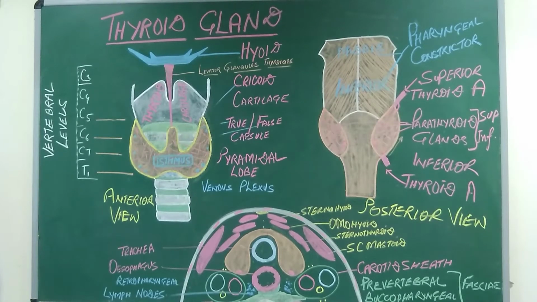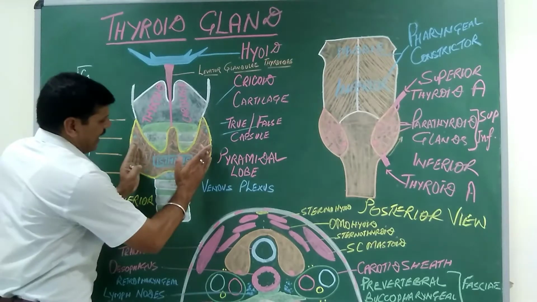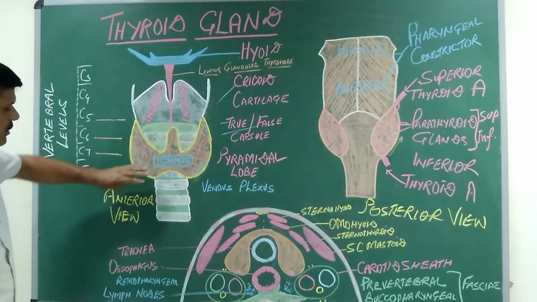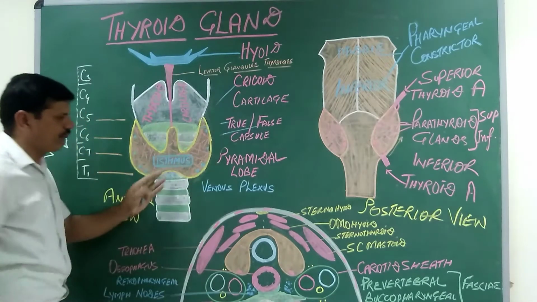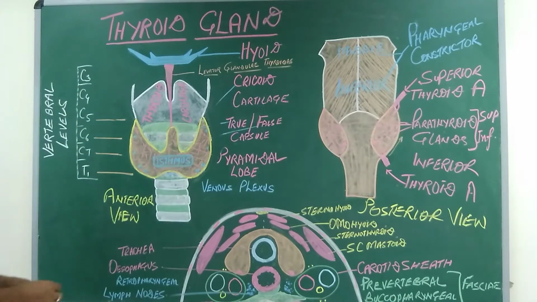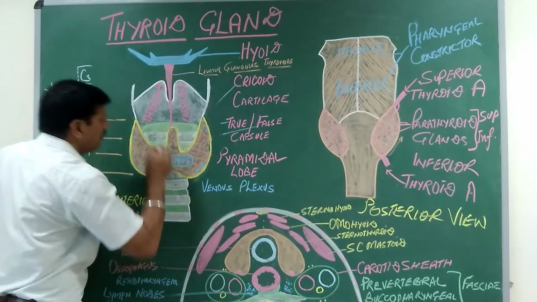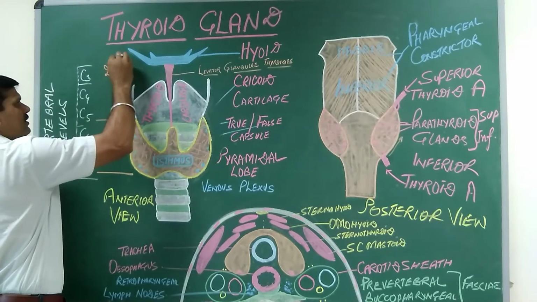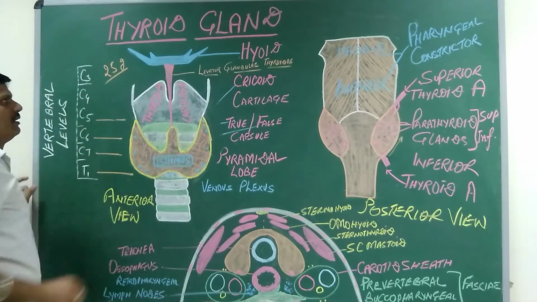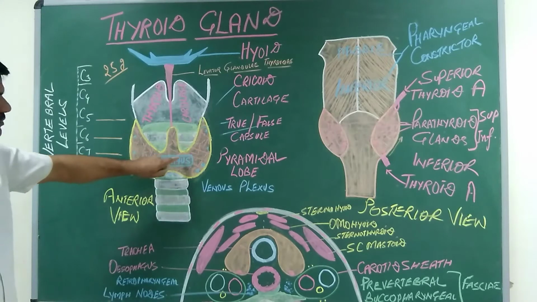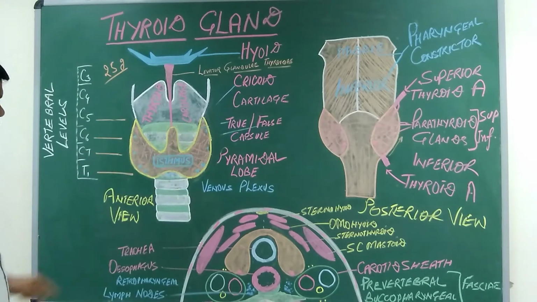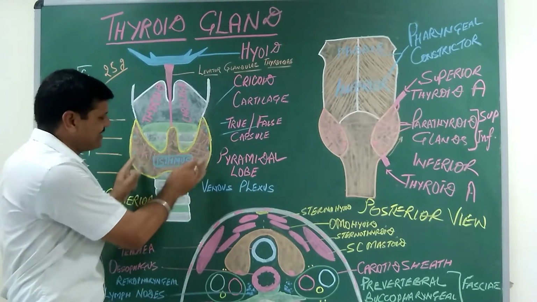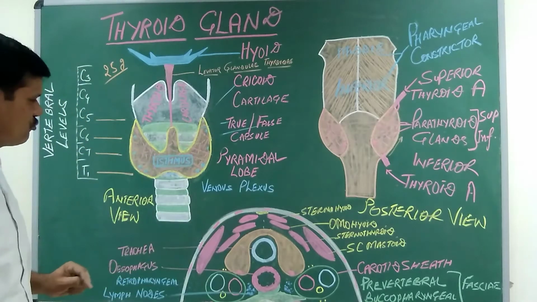So today's topic is the thyroid gland. It is an endocrine gland situated in the front and the side of the lower part of the neck, on average 25 grams in weight. The size is larger in females than in males, and in females the size further increases during pregnancy and menstruation.